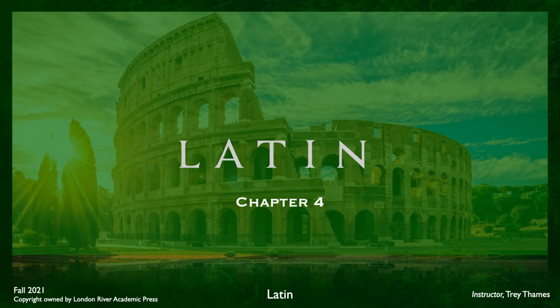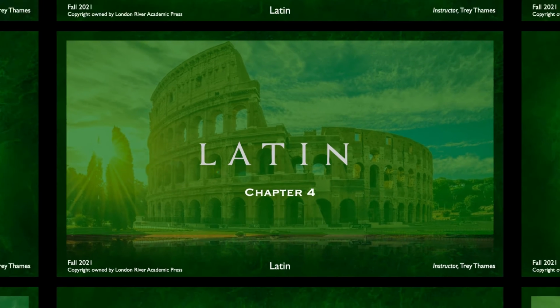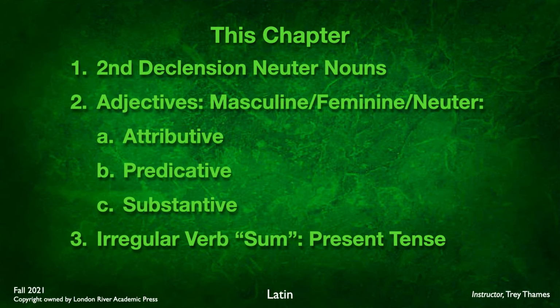Welcome to Wheelock's Chapter 4. This chapter, we're going to be discussing second declension neuter nouns. We'll be discussing various aspects of adjectives. We've already looked at the fact that we have masculine, feminine, and neuter adjectives, but we're going to be looking at the different functions of adjectives, either attributive, predicative, or substantive. And then thirdly, we're going to be looking at the very important irregular verb, sum, in the present tense.